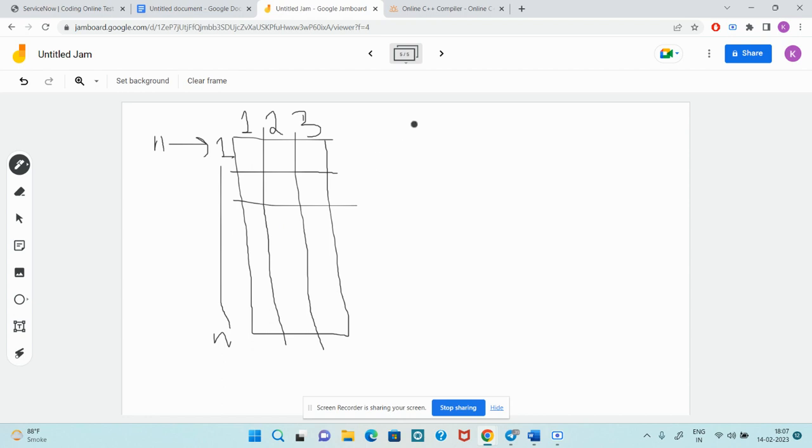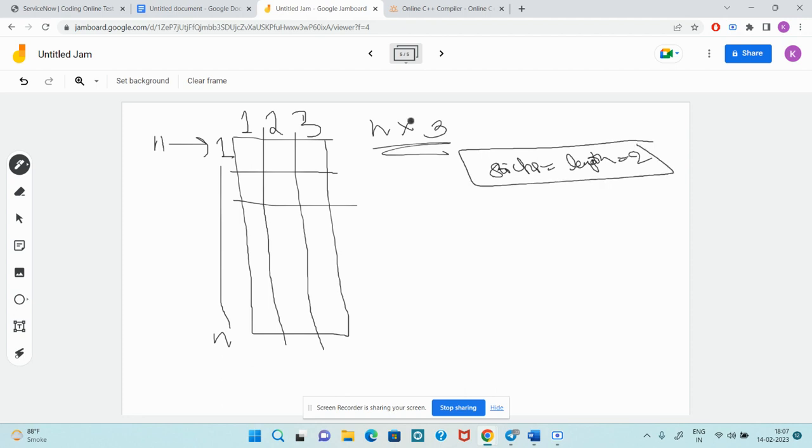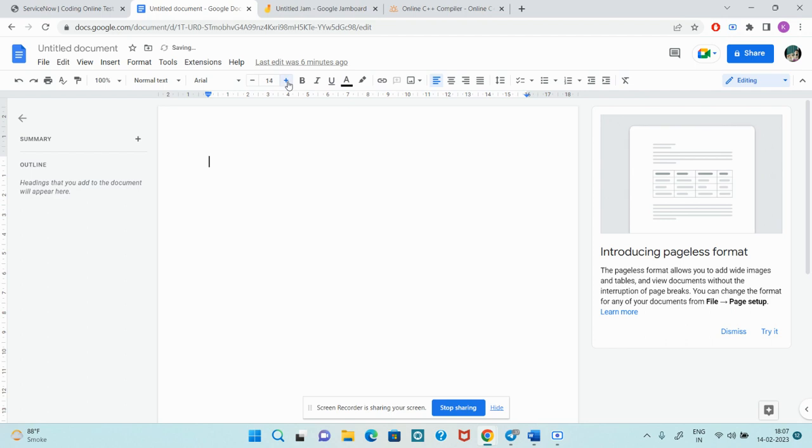Let's get back to business. We are having this matrix, and this is an n cross 3 matrix. They are saying that we are giving you sticks of length 2. Fill this matrix with sticks of length 2. What is the task?